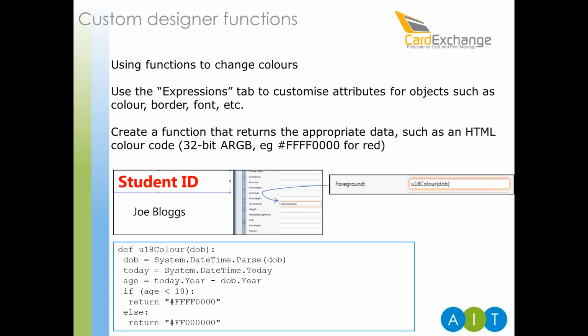These are all set up in the expressions tab. So instead of the actual content of the text being linked to a script, what we do is we then go into expressions and we can change one of the parameters. So here I've changed the foreground color and I've told it to link to a function called ratingColor. And again, pass it the data first so it can then work out whether it needs to give a red or a black color to the text.